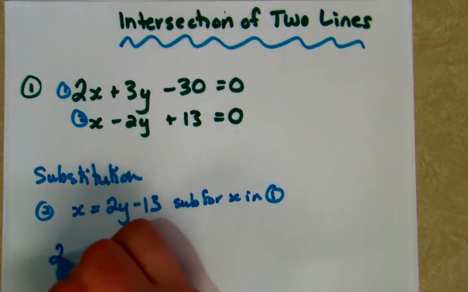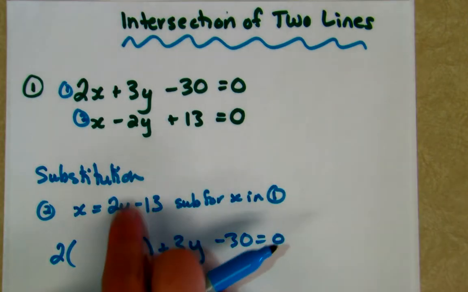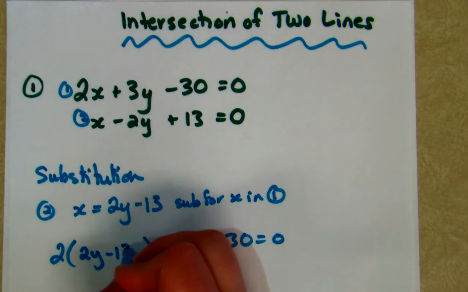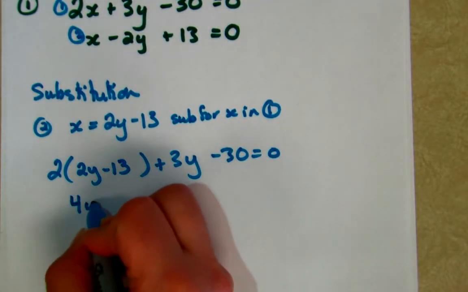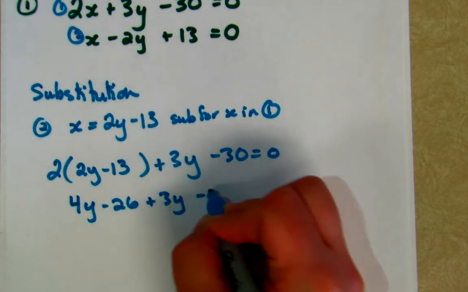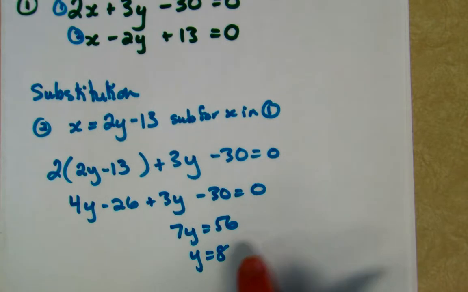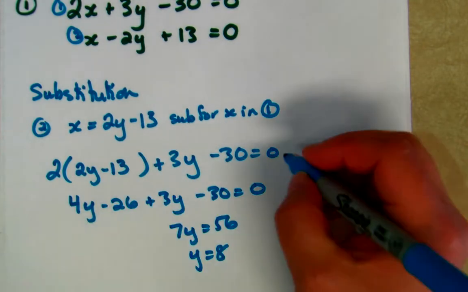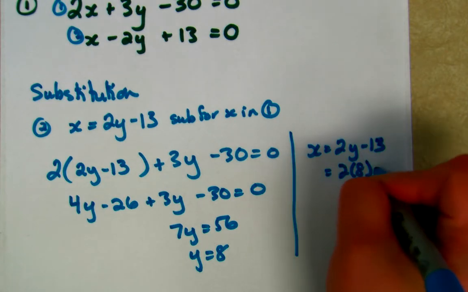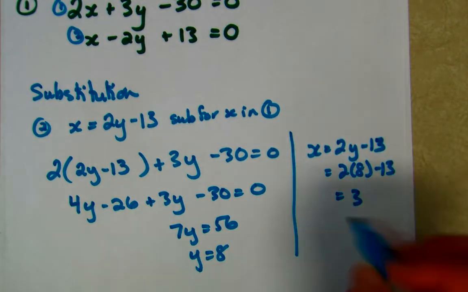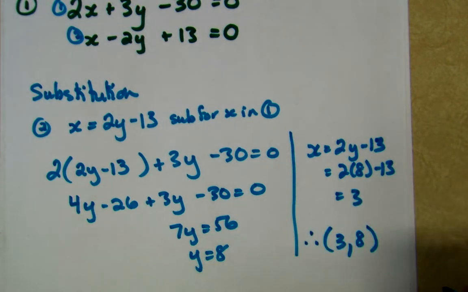So equation 1 is 2x plus 3y minus 30 equals 0. But instead of x, now I can write 2y minus 13. And now I'm just going to work it out and do the math in order to solve for y. So I get 4y minus 26 plus 3y minus 30 equals 0. So 7y equals 56, y equals 8. And then I'm going to use this back in here. So x is 2y minus 13, which is 2 times 8 subtract 13, which gives me 3. So therefore, the point of intersection is x is first 3, and then y is second 8.